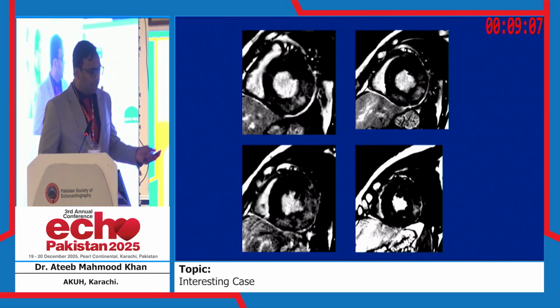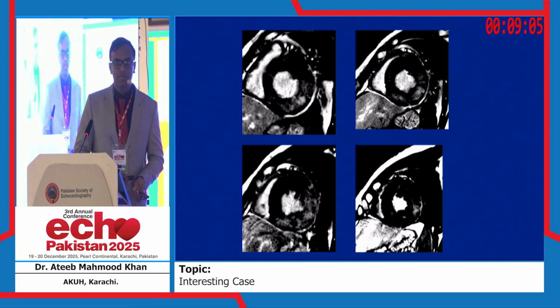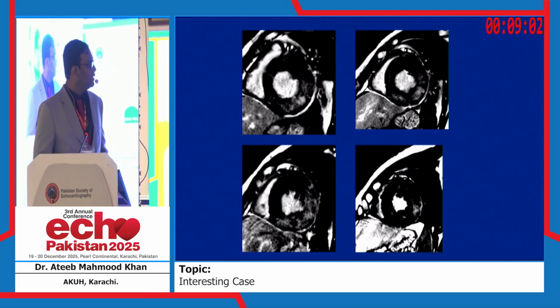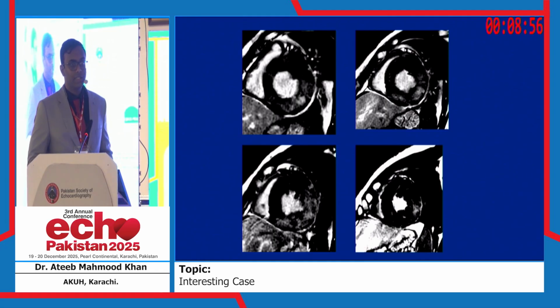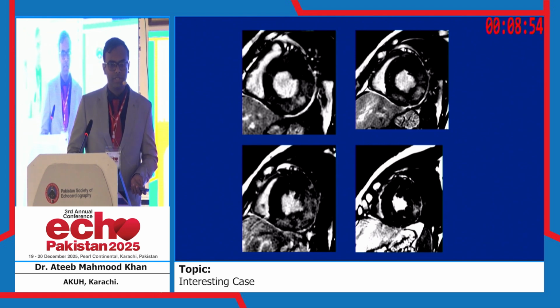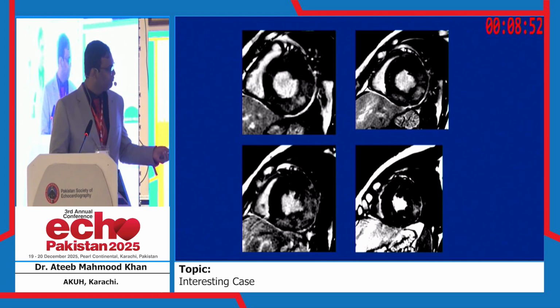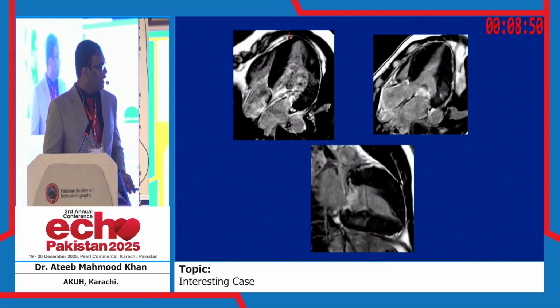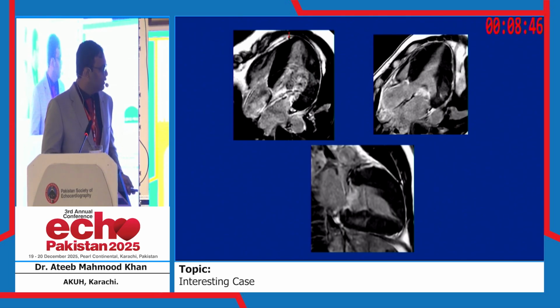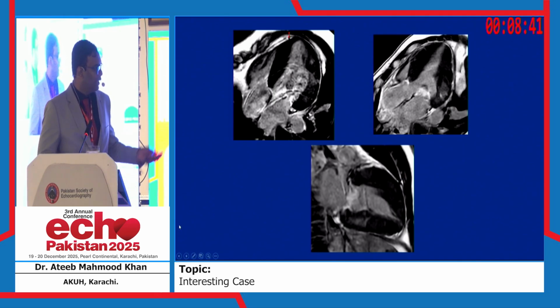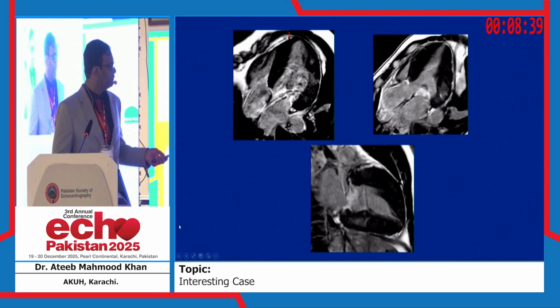Then this is the late GAT image of the LV, in which we can appreciate the patchy hyperenhancement of the LV, overall patchy hyperenhancement of LV, which is suggestive of hypertrophic cardiomyopathy, not amyloidosis. These are again late GAT images. Now focus on this mitral valve, that their tips are hyperenhancing. Tips are hyperenhancing in late GAT images as well.